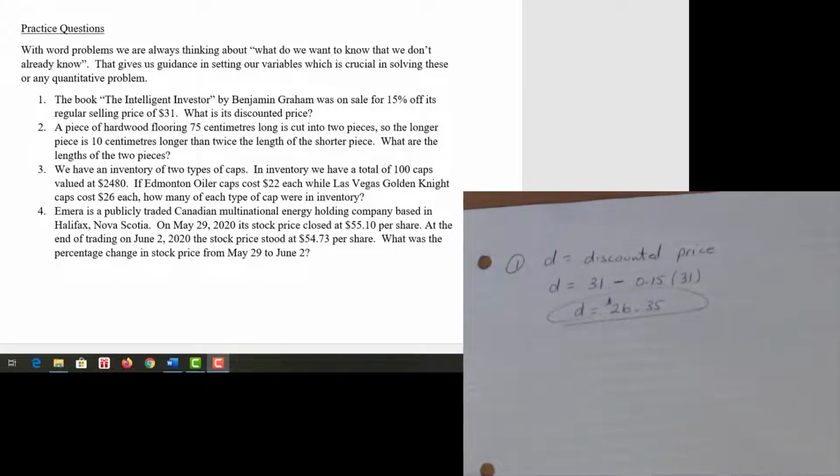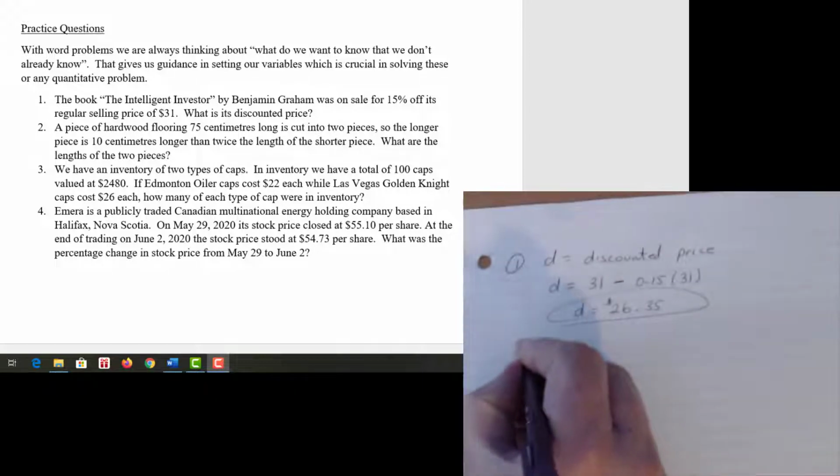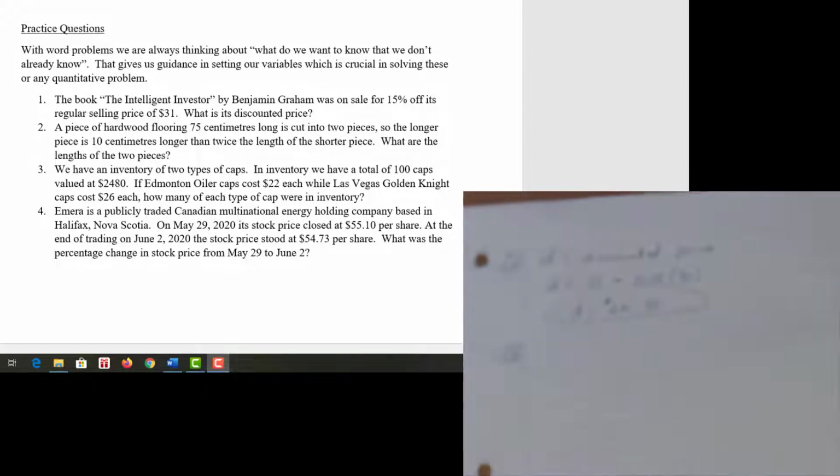Okay, let's now try question number 2. Okay. So a piece of hardwood flooring 75 meters long is cut into 2 pieces. Okay, so far not too bad. So the longer piece is 10 centimeters longer than twice the length of the shorter piece. Oh, man. Oh, gosh. Okay, what are the lengths of the two pieces? All right, so I'm thinking, whoa, what's this? 10 centimeters longer than twice the something or other?